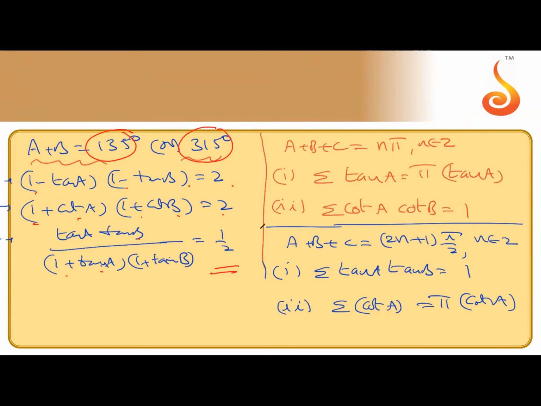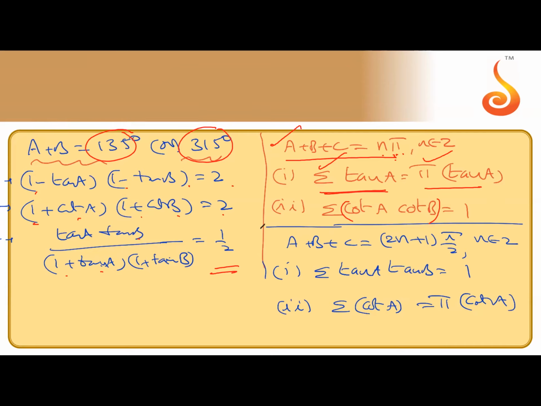Next, if A plus B plus C is n pi, it can be pi or 2 pi or 3 pi or 4 pi, any multiple of pi, then sigma tan A equals pi tan A. What is the meaning of sigma tan A? Tan A plus tan B plus tan C equals tan A into tan B into tan C. Pi stands for product, sigma stands for summation. And sigma cot A cot B equals 1.